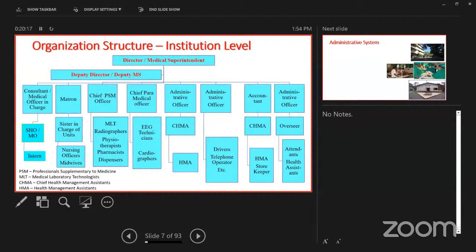The head of that arm is the special grade nursing officer. You may have seen the people wearing blue uniform. Those are the people called matron, or special grade nursing officer is the technical term. Under the matron, there are sisters in the wards, or sisters in charge of units, those wearing white uniform. And then under them, there are nursing officers and midwives. Nursing officers you may have seen during your medical school.